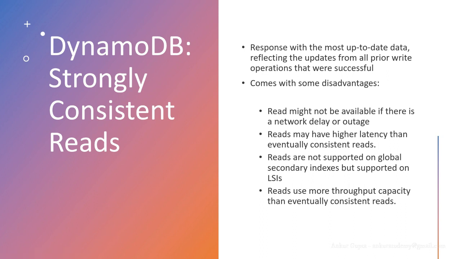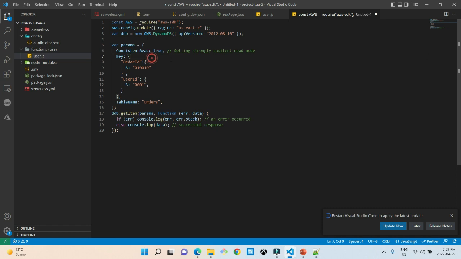Eventually consistent read is the default mode in DynamoDB. So if you want to use strongly consistent read, you have to explicitly set the consistent read attribute in your queries to true. For example, if you're querying your orders table here with order ID as your primary key, and user ID can be your sort key, and if you want a strongly consistent read from your table, you need to set consistent read to true.